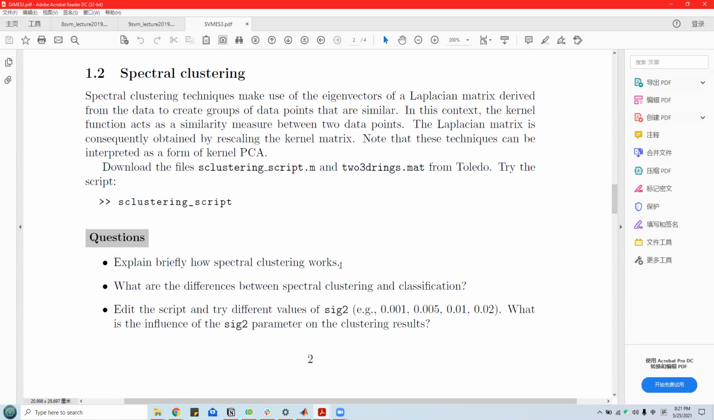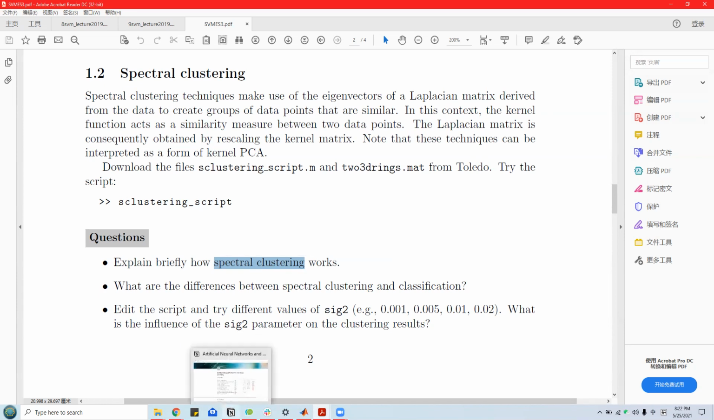So for this one, first we need to explain how this works. I think first of all, if you just search what spectral clustering is, you will already find a lot of materials on Google. And maybe you want to go to that last lecture and listen to the part on spectral clustering. So there are two resources, and then you just describe it in your own way.